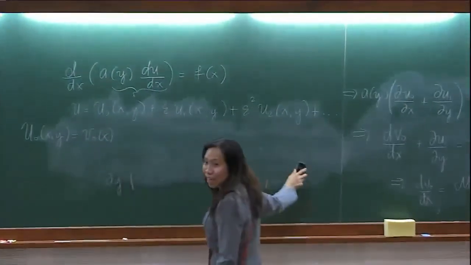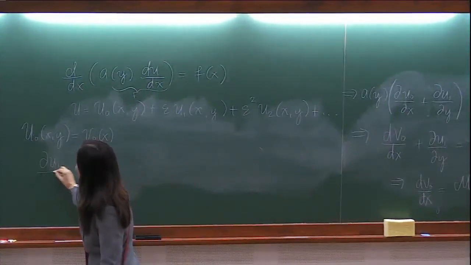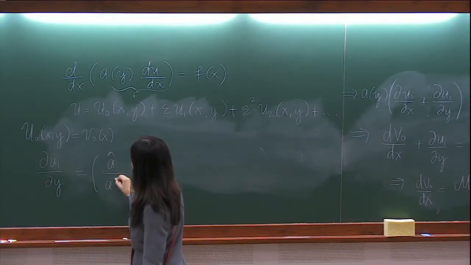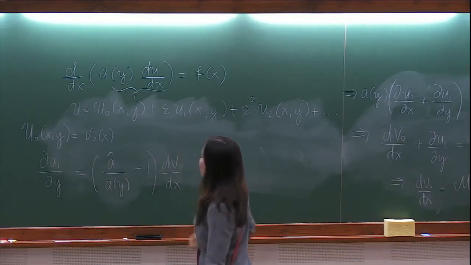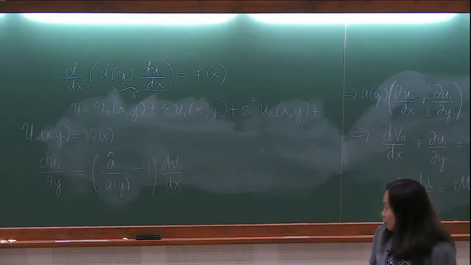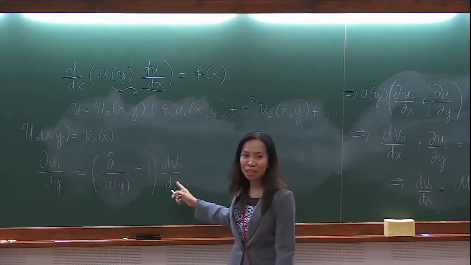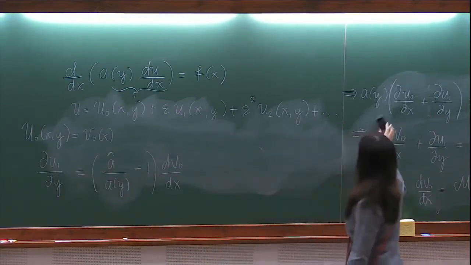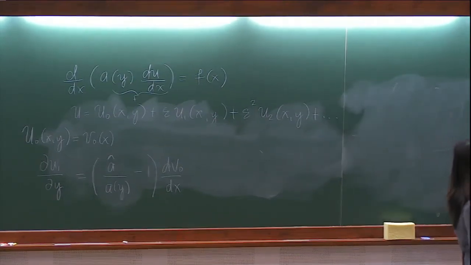So the slide is clear now? Let me just write that one because we need it again in the next slide. So what have we done with this? We have expressed U1 in terms of U0, which is V0. So, will it be the same for U2? That's the question, and that's the next step.